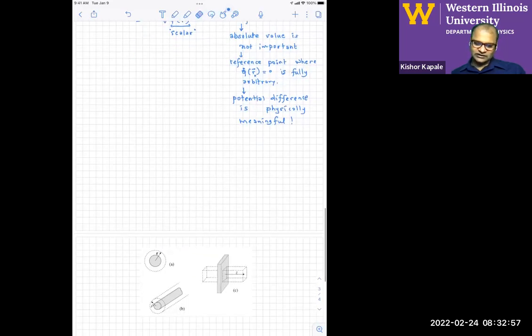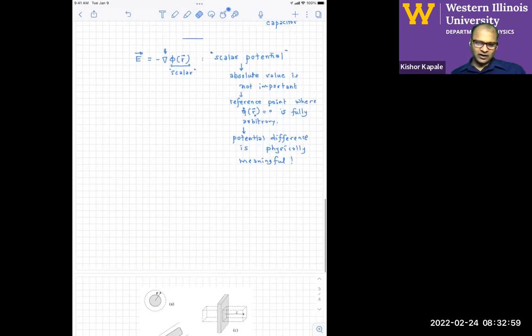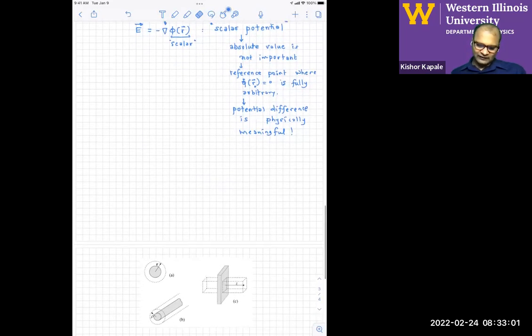Okay, so potential difference is physically meaningful, potentials themselves are not, right? So that's that. Once you have that, based on the expression that we saw last time, if you have volume charge, then you can write down the scalar potential through the Coulomb integral of r minus r prime.